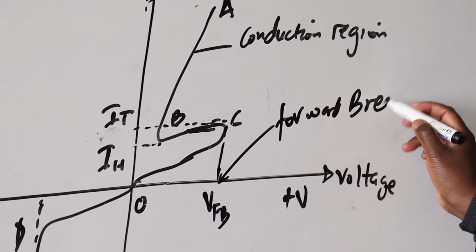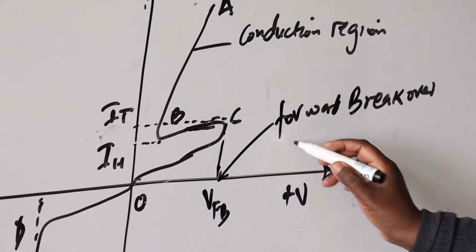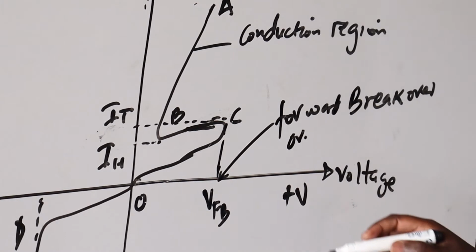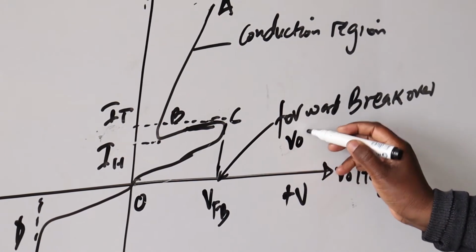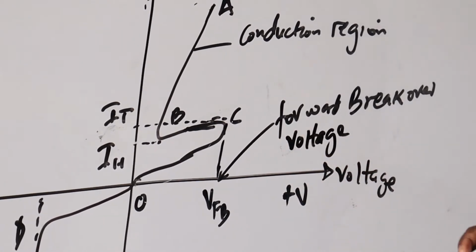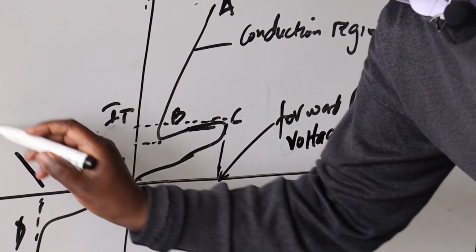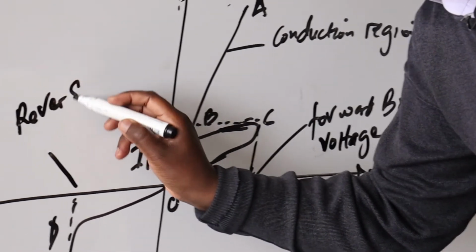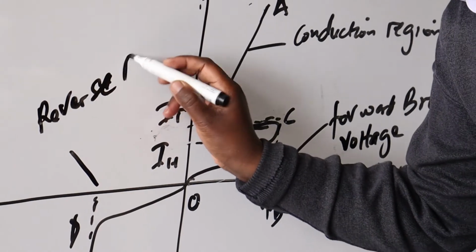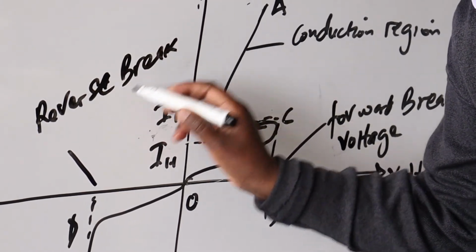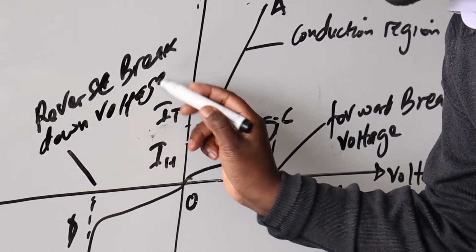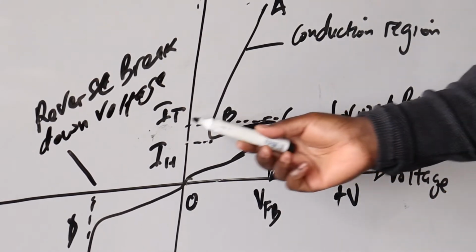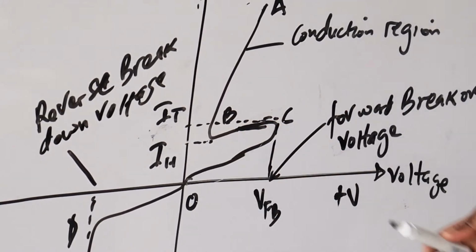Forward breakover voltage. And this will talk as reverse breakdown voltage. So we also are going to have this whatever referred to as IT and IH. IH is the holding current and IT is the turn-on current.